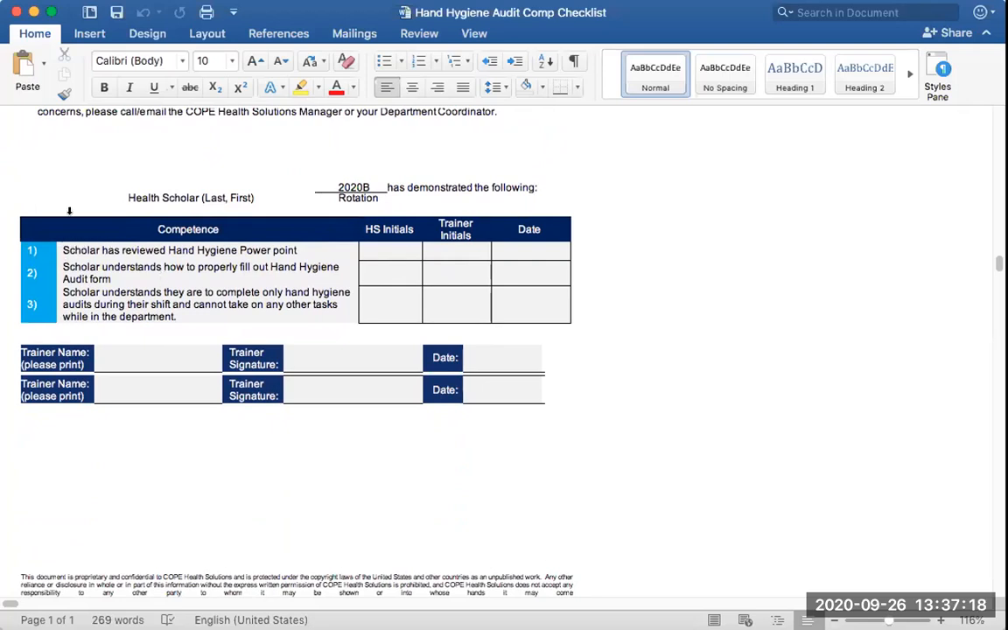There are only 3. This is the simplest comp checklist that I believe any department has. There are only 3 categories, or options, that you need to check off and learn for this department in the competency checklist. The first is the hand hygiene power audit point. That is what we reviewed in the beginning of this meeting. There's also a copy in the hand hygiene manila folder that's located at the lobby.